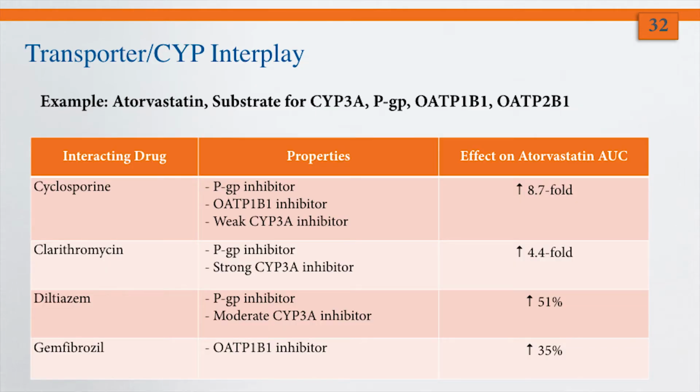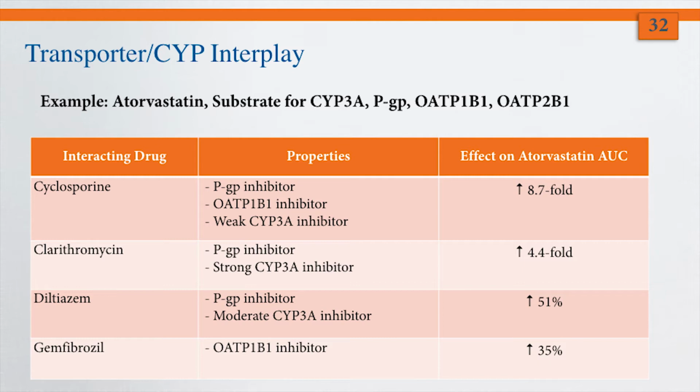So here's where we're going to talk a little bit about transporter-CYP interplay. In the example here we have atorvastatin. Atorvastatin is a substrate for CYP3A metabolizing enzymes. It's also a substrate for the transport proteins PGP and OATP1B1 and 2B1. So starting at the bottom, when we combine atorvastatin with only gemfibrozil, which is an OATP inhibitor, you see a relatively mild increase in exposure, only 35%.